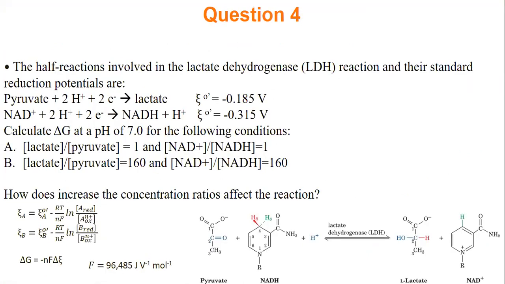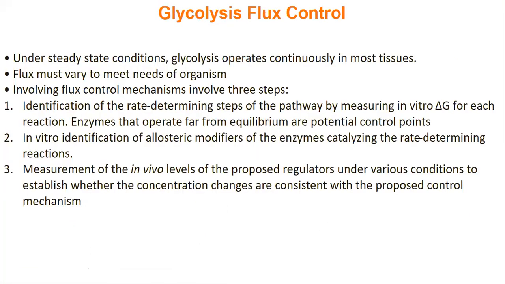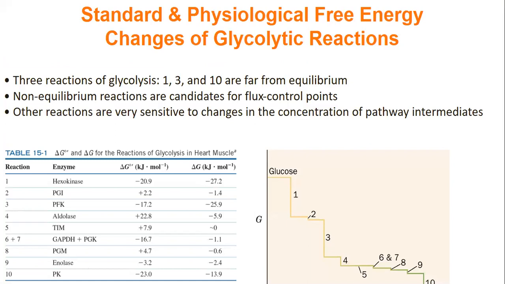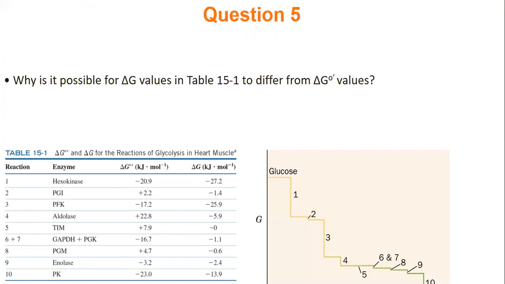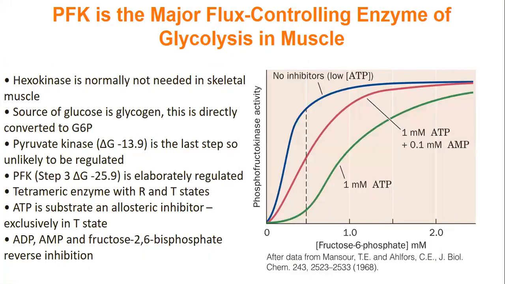Energy, and another math problem, the same math we've seen already. This is the Nernst equation, just another example, driving home the point that I want you to know how to use the Nernst equation. Flux, we've already seen this. Delta G, we saw this question in PowerPoint number 2. Why are delta G and delta G not prime different? Make sure you know PFK is a major flux control. Make sure you know why it's a major flux control. Make sure you know how it changes based on what's around, how it changes with ATP and AMP.